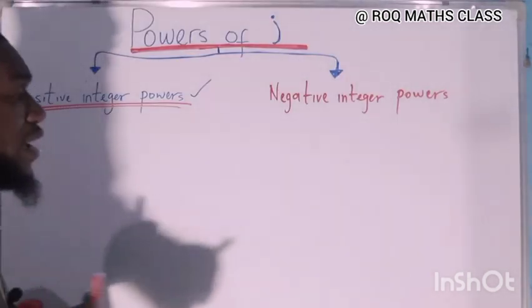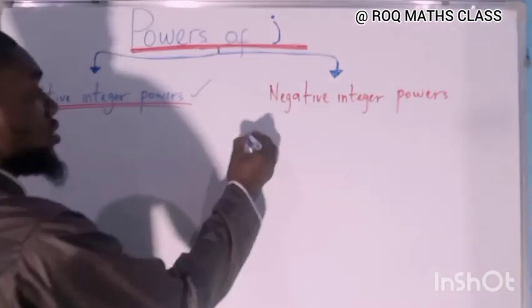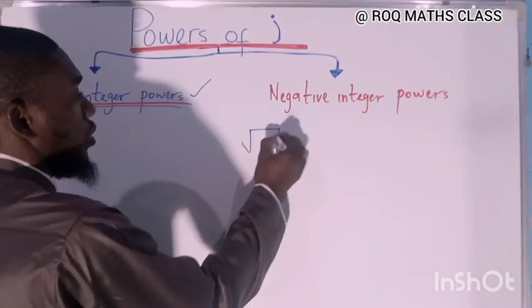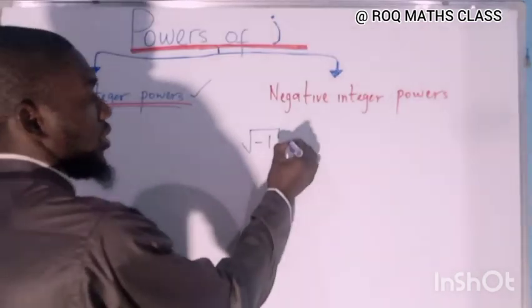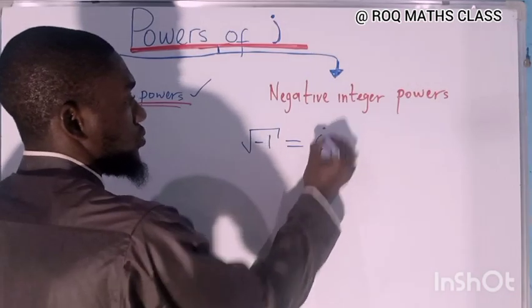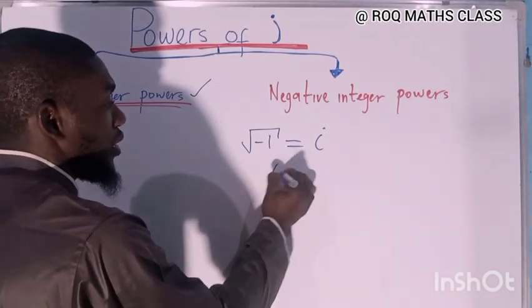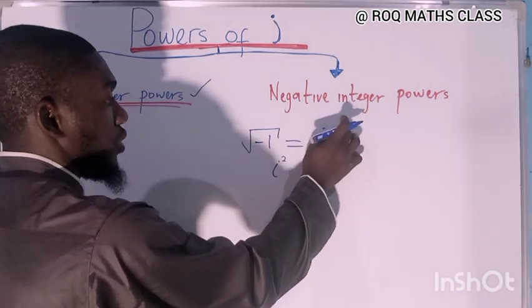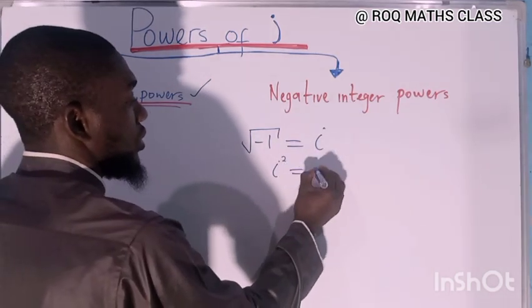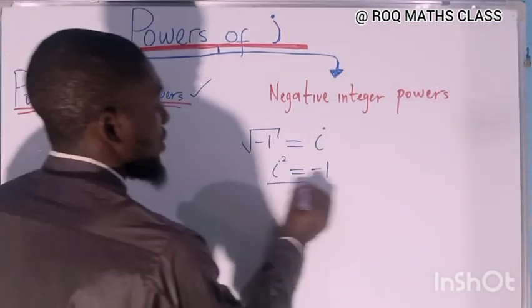Now, I explained in our previous class that the square root of -1 is equal to what? Iota. And from here, iota square, by moving this one to this side, you're going to have what? Iota square is equal to -1. So this is the concept that we'll be using.